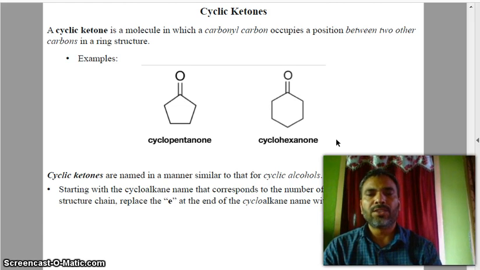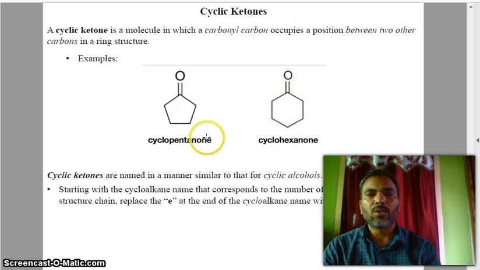Today in this video, I am going to talk about cyclic ketones. What are cyclic ketones? A cyclic ketone is a molecule in which a carbonyl carbon occupies a position between two other carbons in a ring structure. Look at these molecules. These molecules have a 5-member ring with C=O and a 6-member ring with C=O.